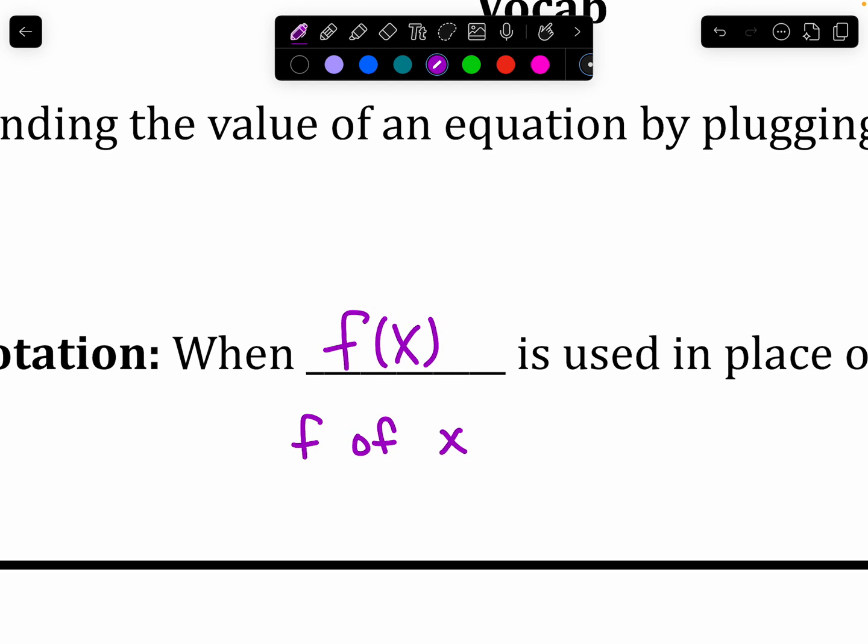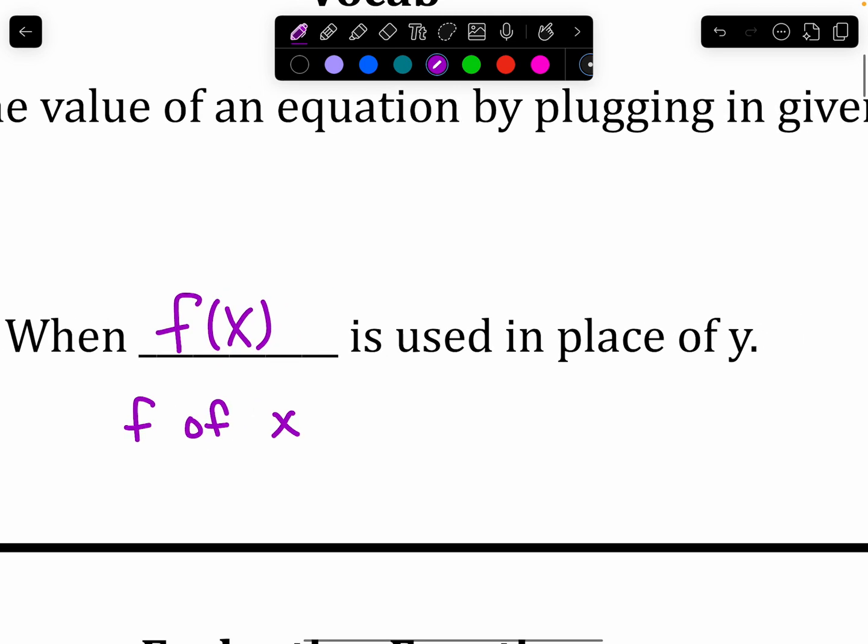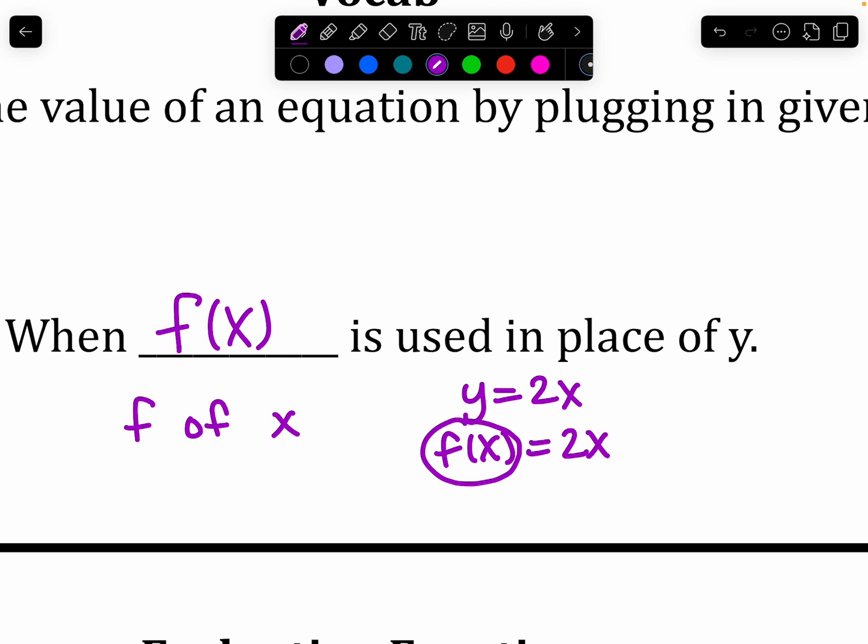And you read that as f of x, okay? So whatever letter is in front, you're going to name that letter, and then you're going to say of, and then whatever letter's on the inside, you're going to say x, f of x. So we will use that in place of y. So whenever you are used to seeing something like y equals 2x, we will use f of x equals 2x. This right here is function notation, okay?